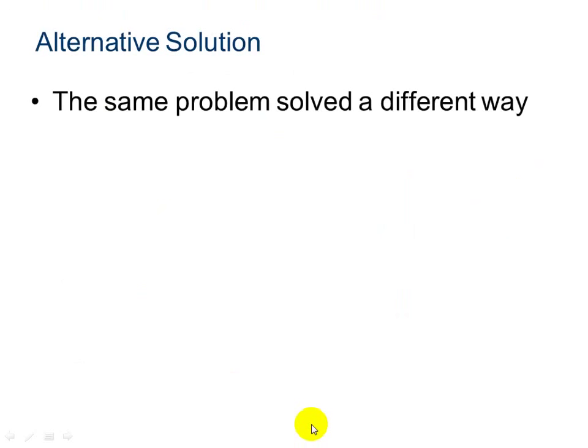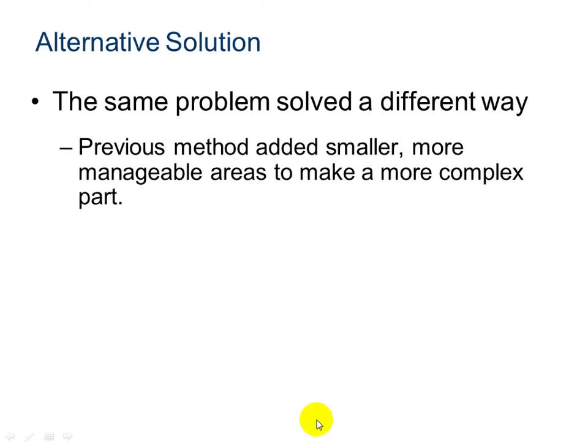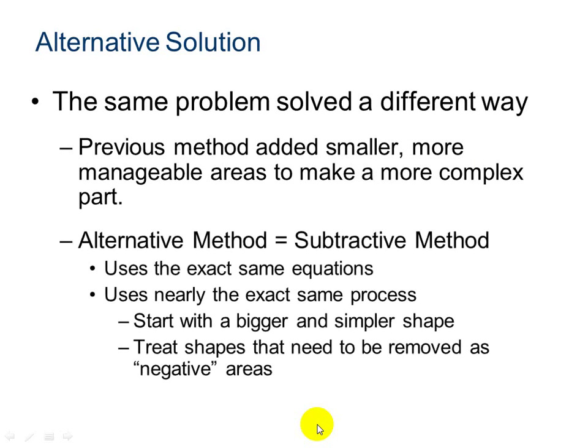There's another way to solve the same problem. Our previous method broke it down into smaller parts, and then we added them all up to get the more complex part. But what if we chose to use the subtractive method? I'm going to use the same exact equations and almost the same exact process, only I'm going to make the object into a bigger, simpler shape than what it is right now, and I'm going to take out the parts that I don't need, or the negative areas.